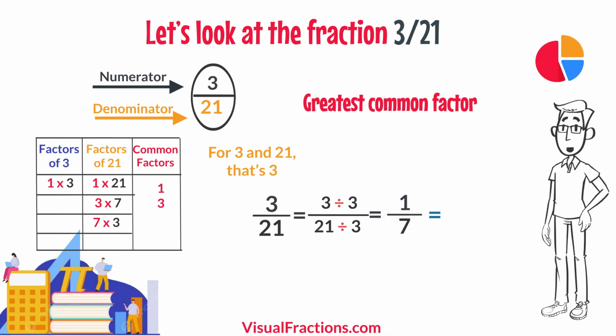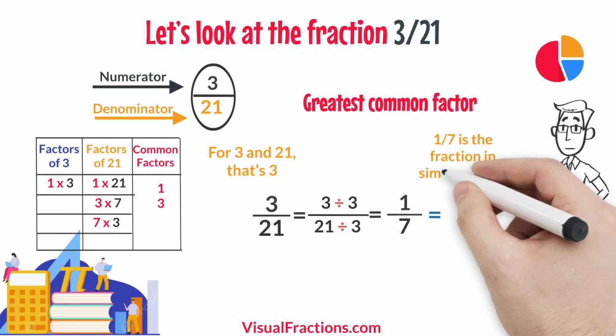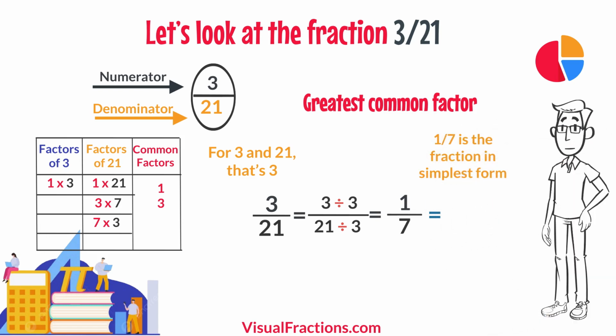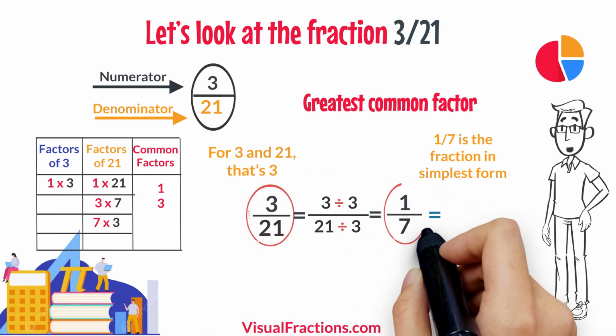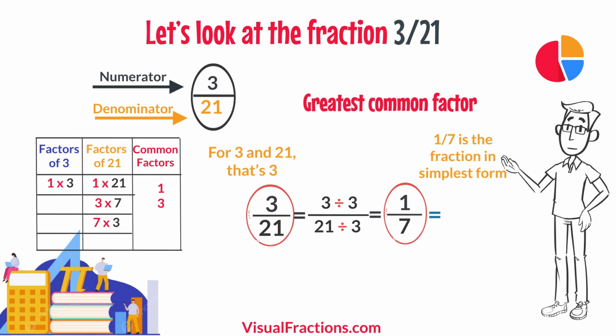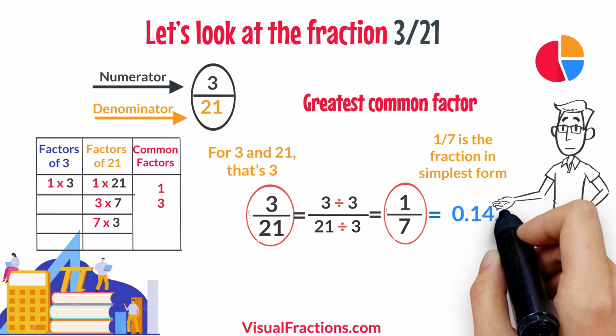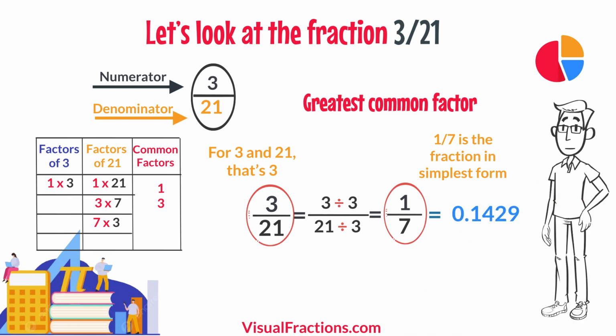So, simplifying 3/21, we end up with 1/7, which is the fraction in its simplest form and cannot be reduced any further. It's important to note that both the original fraction 3/21 and the simplified fraction 1/7 have the same decimal value, which is approximately 0.1429. This shows that although their appearance may change, their value remains consistent.